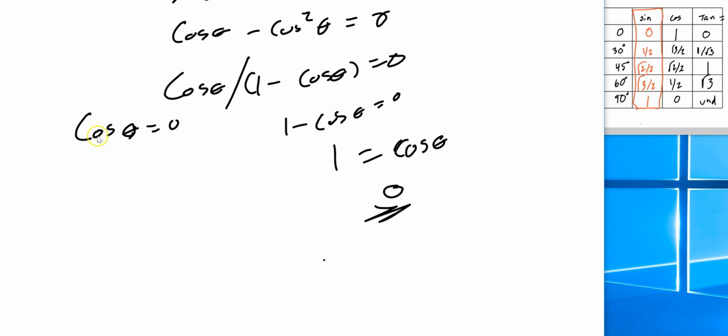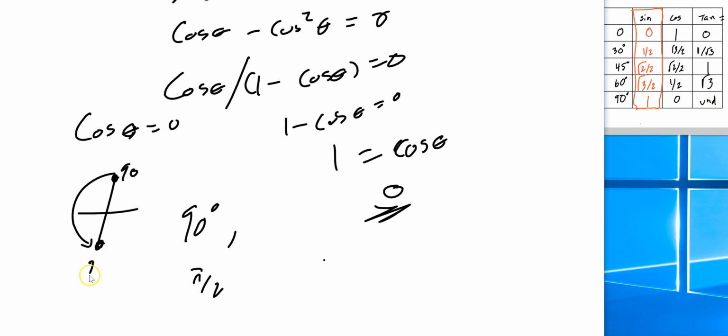And now where does cosine equal 0? So in this case, look at cosine, where does it equal 0? Right here at 90, also known as pi over 2. But it also happens on the opposite side. So it happens at 270, or 3 pi over 2.